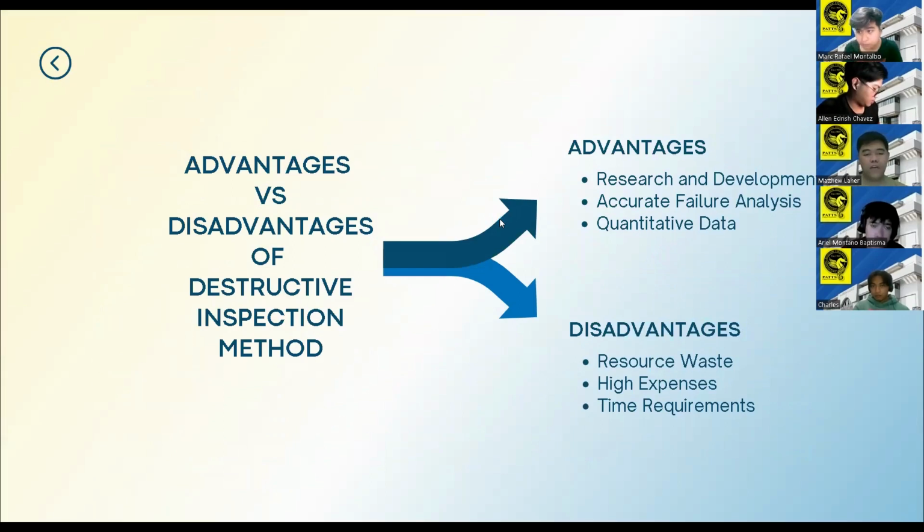Now, having heard the steps in the destructive inspection method and the common methods that are used in that method, we are now going to discuss the advantages and disadvantages of it. For the advantages, it is useful in research and development, where they can truly understand a specimen's capabilities towards the aviation industry. It also allows accurate failure analysis, making sure that every specimen reaches its maximum limits in understanding whether it can perform its purpose, understood through the quantitative data from the record keeping.